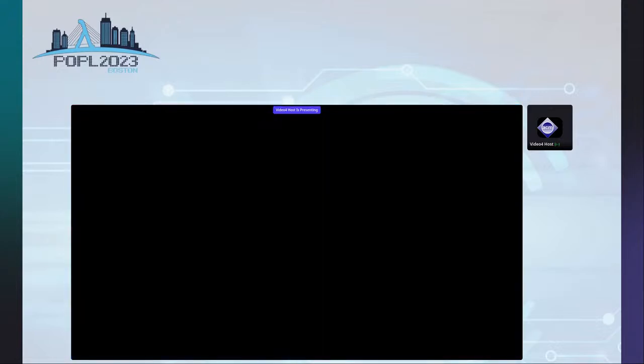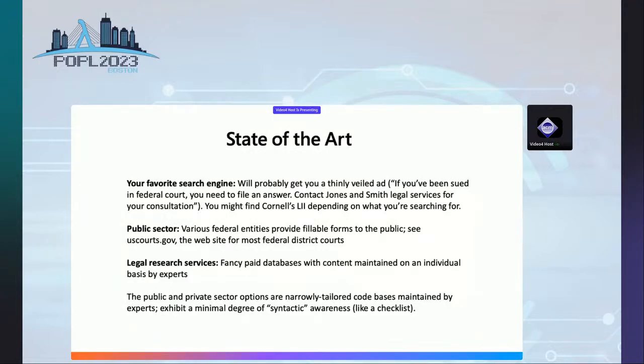So the current state of the art is you can try your favorite search engine. This is probably not going to end well. Almost certainly you'll get a really thinly veiled ad. You'll say, "I'm being sued in federal court, help," and you'll find something that says, whether this suit can be taken care of by a motion to dismiss depends on state and local rules. Jones and Smith Legal Services can help you with that. Talk to one of our chatbots.